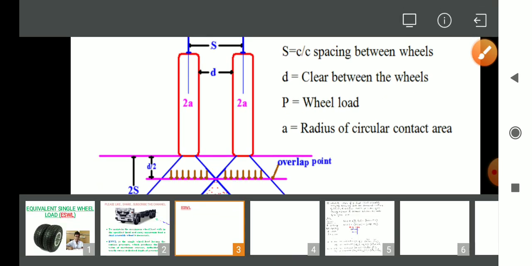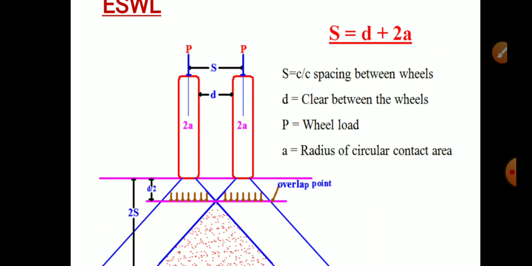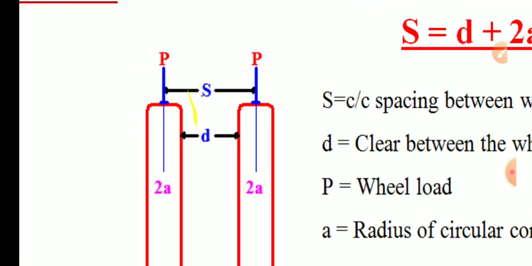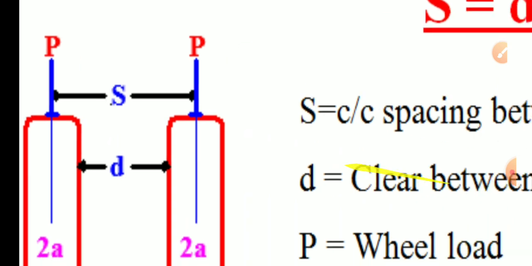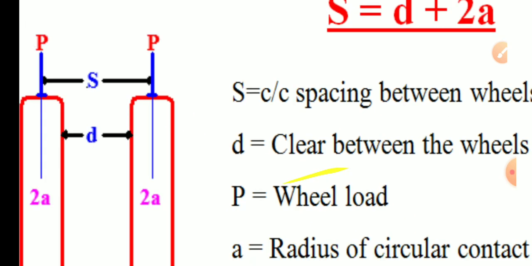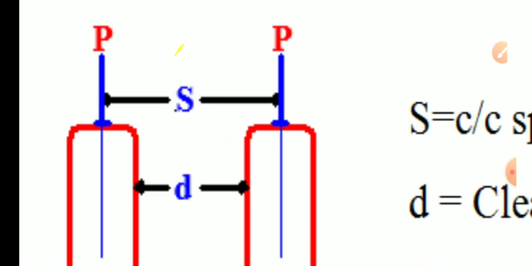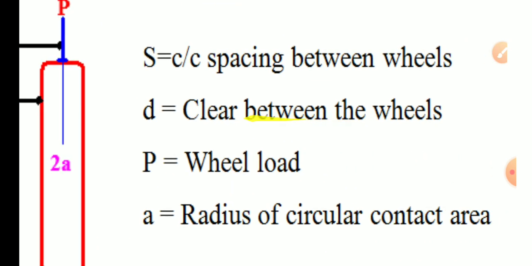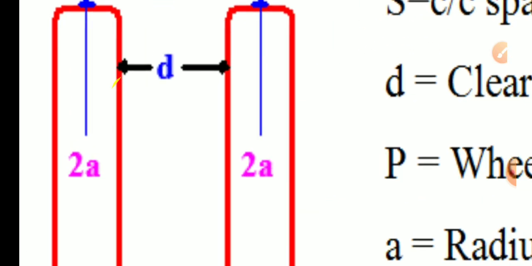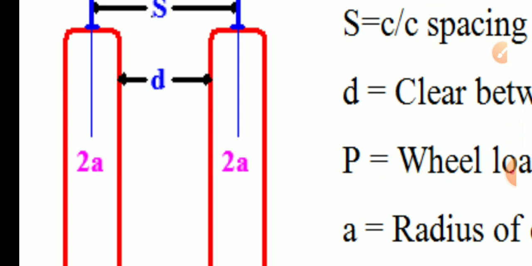Now here, this is the dual wheel assembly. See here, S is the center to center spacing between the two wheels, and d is the wall to wall spacing, also called the clear distance between the wheels. P is the wheel load, that is the traffic load, and a is the radius of the circular contact area. If I take one wheel, the diameter is 2a but the radius is a.